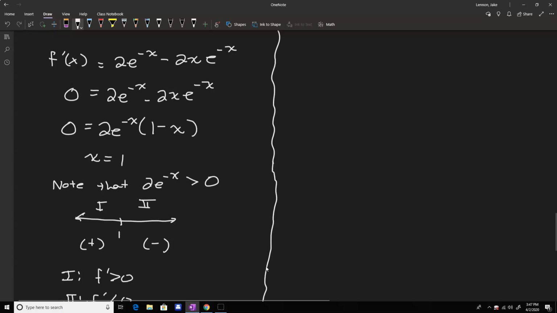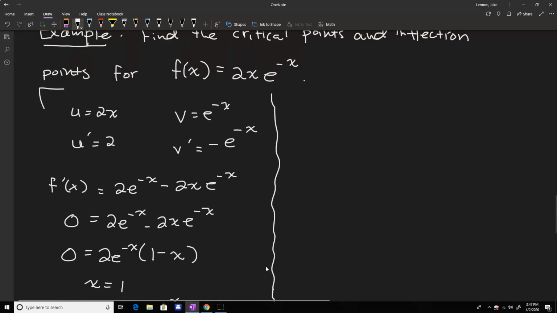Yeah, so really what we're focusing on today is looking at the second derivative. So for the second derivative, we need to take the derivative of f prime of x. So the second derivative is going to have two parts. The derivative of the first term, 2e to the minus x, is just going to be minus 2e to the minus x. So we're looking at taking the derivative of this guy right here.